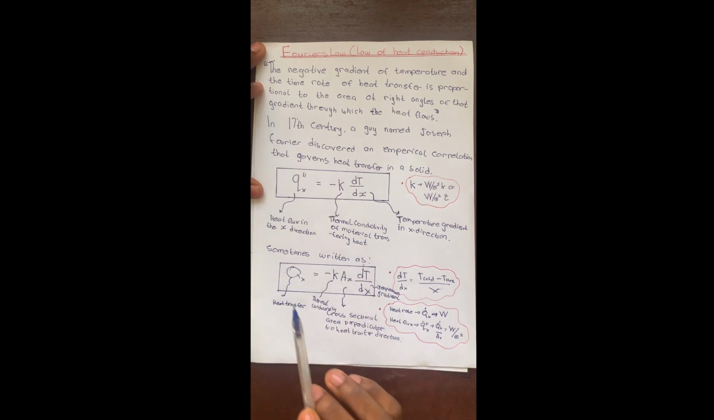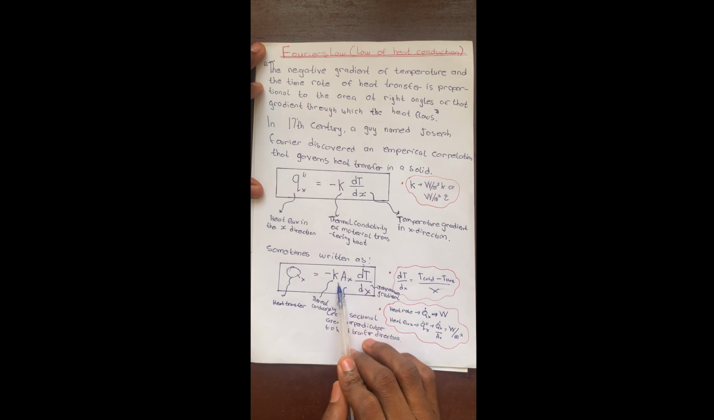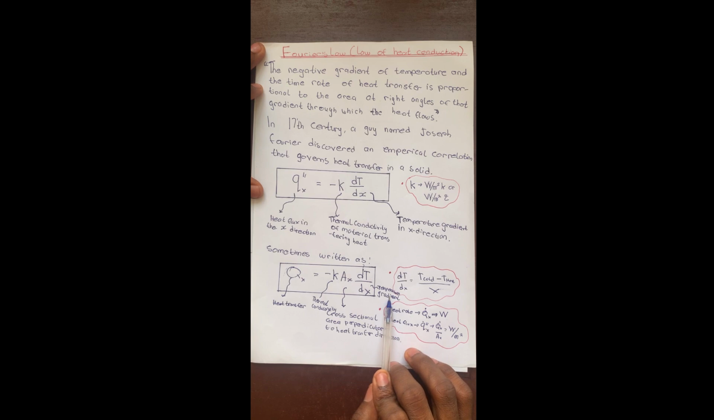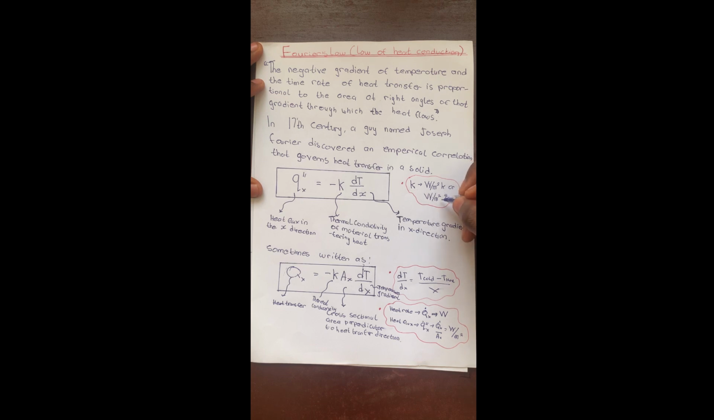So this is heat transfer. The formula relates heat transfer to K, which is the thermal conductivity, A_x, which is the cross-sectional area in the direction of x, and dT/dx, which is the temperature gradient. The unit for K is watts per meter Kelvin, or watts per meter degree Celsius. The temperature gradient is equated to cold temperature minus hot temperature divided by x. The x is the length or the thickness of the material.